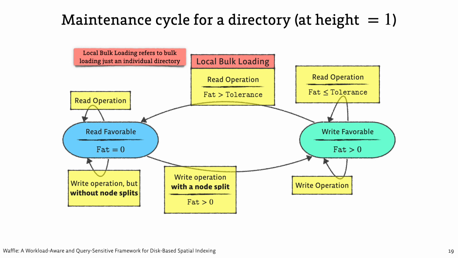in which case we go to a write favorable state. Waffle stays in this write favorable state as long as FAT remains below the tolerance limit. With more read operations, it is possible that tolerance may come down and FAT may become higher than it. In which case, Waffle locally bulk loads that individual directory specifically so that it can restore its FAT to 0 and again come to a read favorable state.